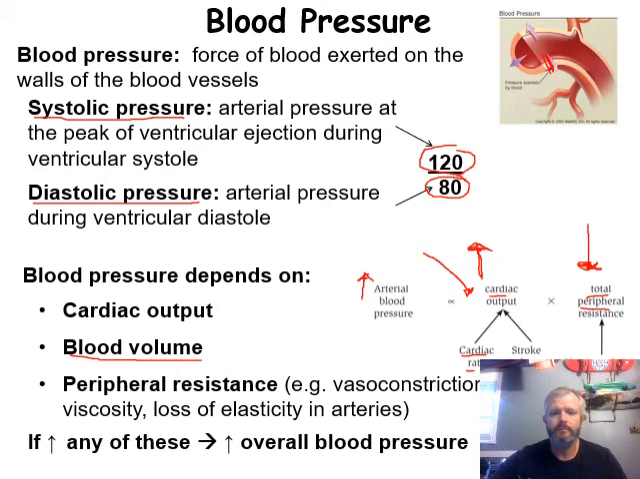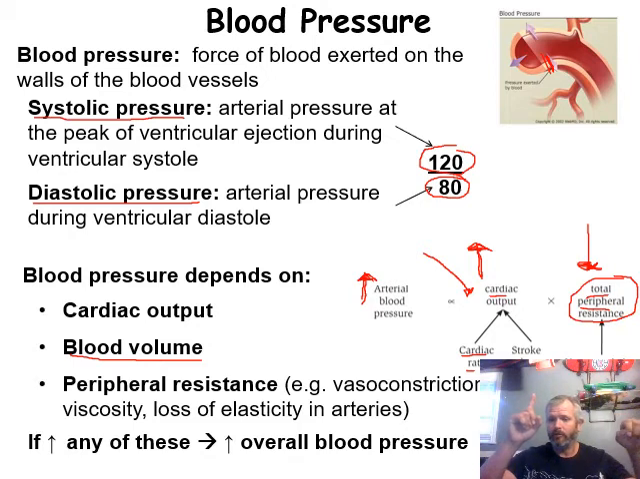And as I said before, say cardiac output goes up, but total peripheral resistance stays the same. You can see mathematically that would in turn tell arterial pressure would go up. So if any of these factors increases and the other factors stay the same, cardiac output goes up, blood volume and peripheral resistance stay the same, that means blood pressure will go up.